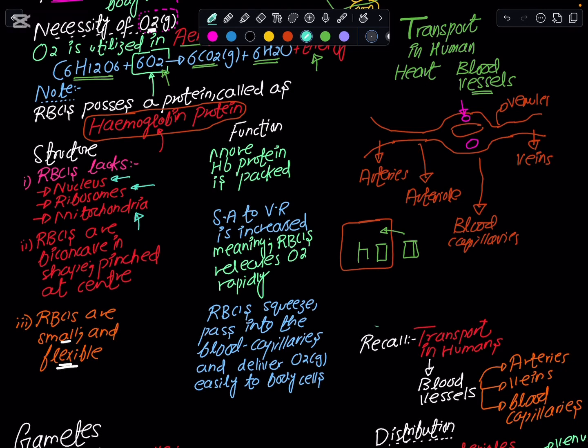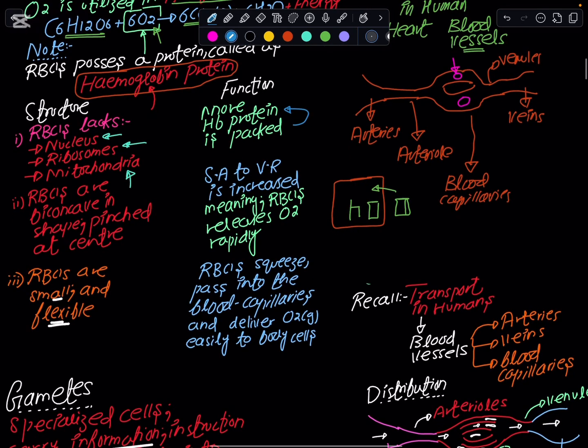So if I remove the nucleus, ribosomes, and the mitochondria out of the cells, that means we now have more space, and due to that more space, more hemoglobin could be packed within the red blood cells. That more packaging means that the red blood cells would be in a situation to deliver more oxygen gas to the cells or the tissues of your body.